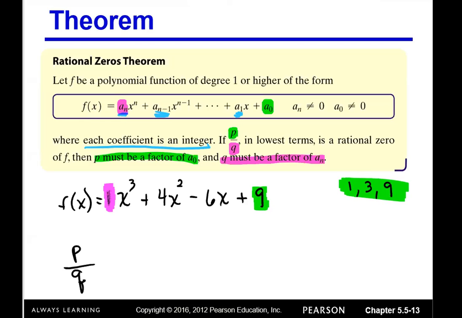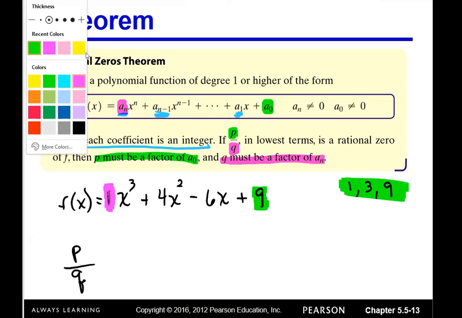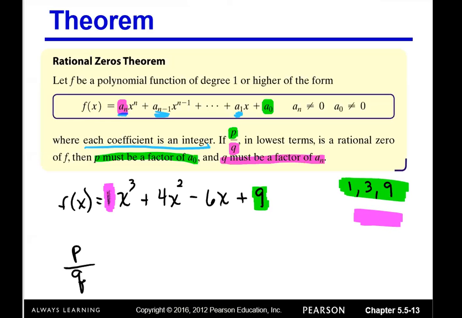So 1, 3, and 9 are my factors of that. The other one, what are the factors of the number 1? Just a 1. So when I'm looking at this, my p's are my numerator and my q's are my denominators. My denominator can be 1, but it could be a positive 1 or a negative 1, because if you took negative 1 times negative 1, that's also a positive 1. So you have to consider negative values as well.